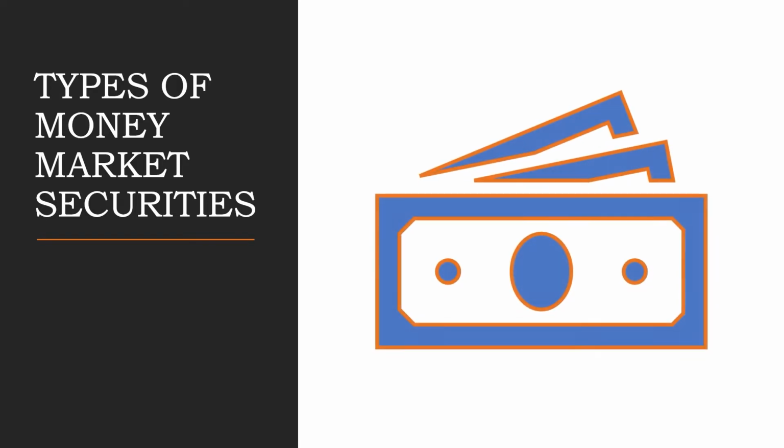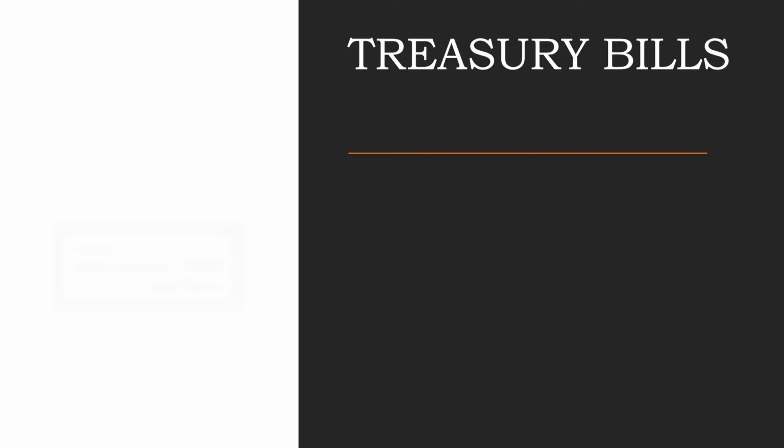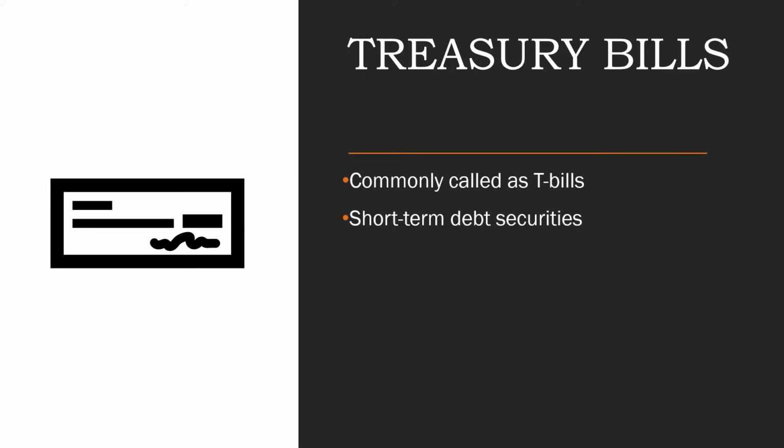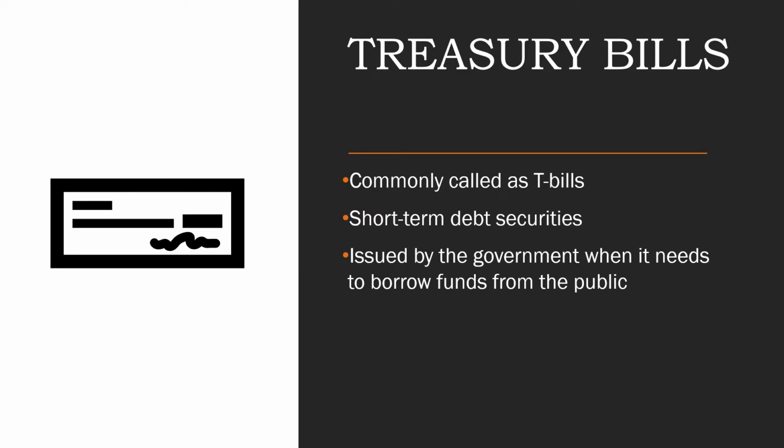So you present to him the types of money market securities. So what are the different types of money market securities? First is the treasury bill, commonly called T-bills. They are short-term debt securities issued by the government. They are normally issued when the government needs to borrow funds from the public. Since T-bills are backed by the government, they are virtually credit risk-free. However, they give no coupon or interest income.